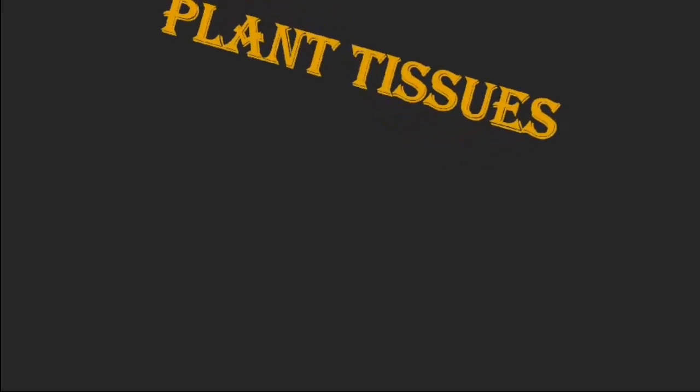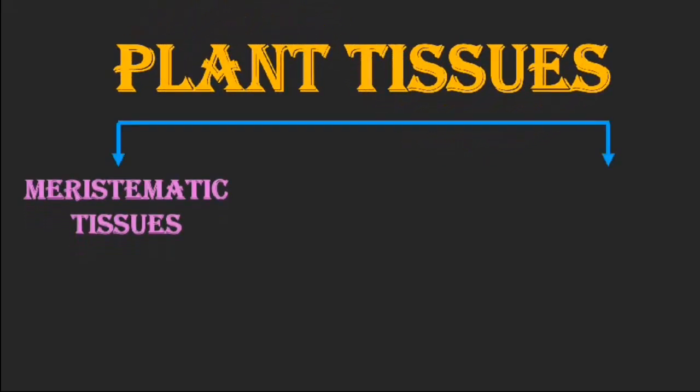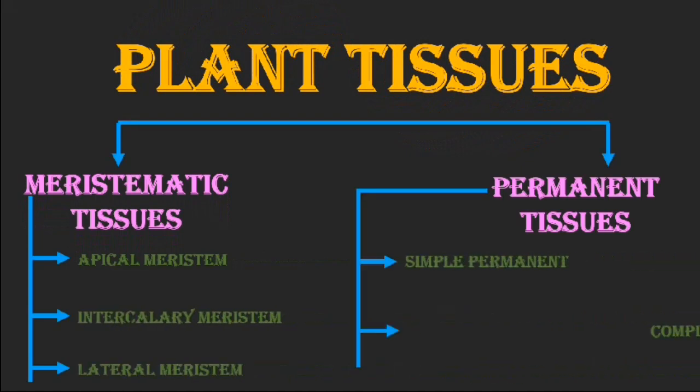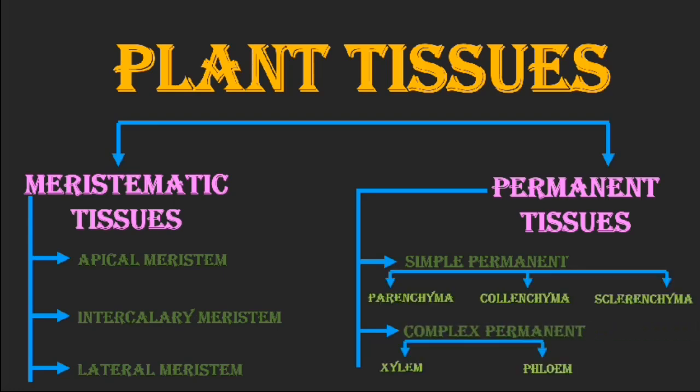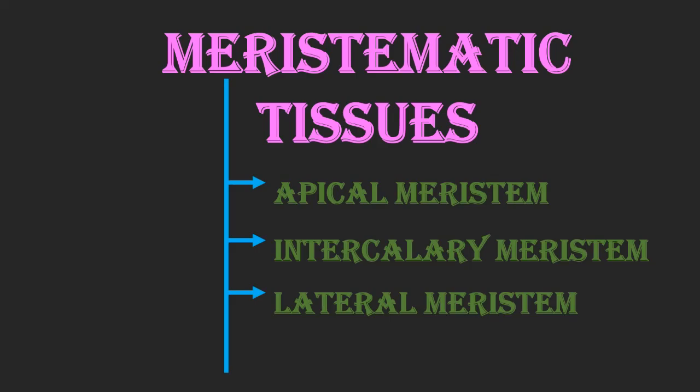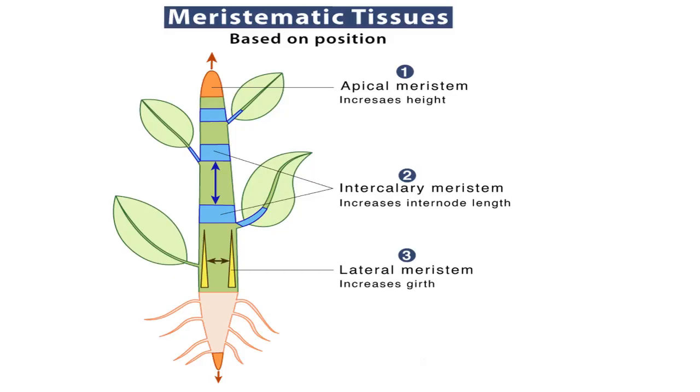Plants are composed of various tissues, each serving specific functions crucial for their growth, development, and survival. Here's an overview of the main types of plant tissues, their structures, and functions. First is meristematic tissues. Meristem is a region of cells capable of division and growth in plants.